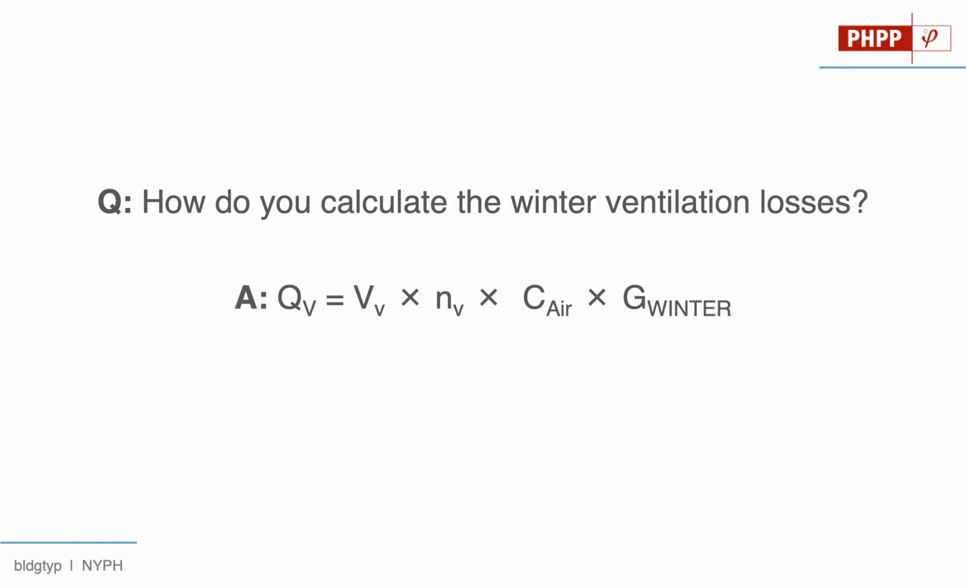In order to calculate the ventilation losses over whatever period you're interested in, you're going to take the volume of your building, in particular something called the V sub V, the ventilated volume. We'll come back and talk about what that is. Multiply it by something called N sub V. So that's a little weird. We'll talk about that. Multiply all of that by something called C air, another kind of weird term. And then lastly, the big G of the winter period.